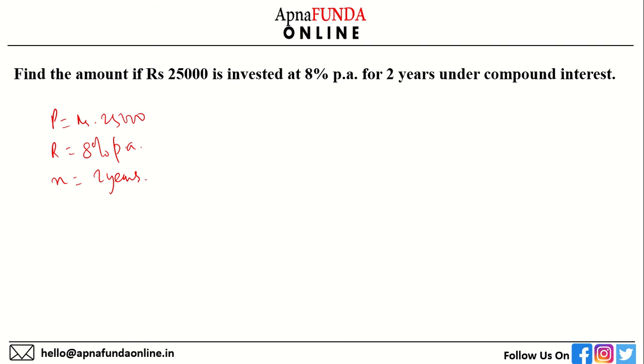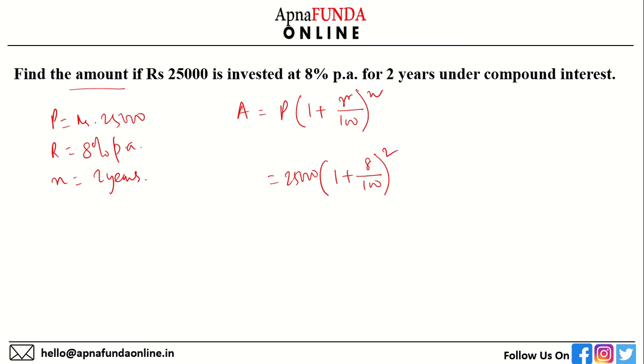Correct? Now we know the compound interest formula. Amount is equal to principal into 1 plus R by 100, whole to the power N. Correct? This is the formula that we have discussed in our video number 2. We discussed all the formulas under simple and compound interest as well. We need to calculate the amount, so we just need to calculate this. Let's calculate principal, that is 25,000 into 1 plus rate of interest 8 divided by 100, whole to the power of N, that is 2 years. Correct? So let's solve this.